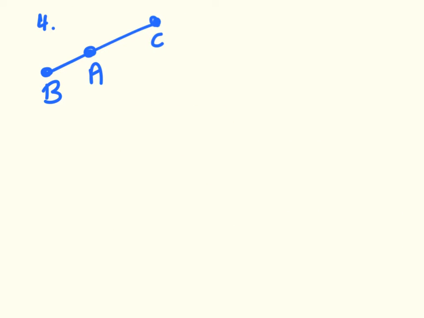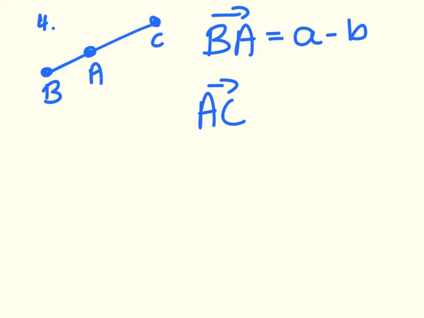Okay, question 4. Show that ABC are collinear. Now, because you have to find the ratio in which A divides BC, then we need the diagram looking like this. To prove that they're collinear, we first of all work out what B to A is by doing little a minus little b. Then we work out A to C by doing little c minus little a. Now, there should be some sort of connection between these two, which proves that they're parallel, and the connection will be the ratio.